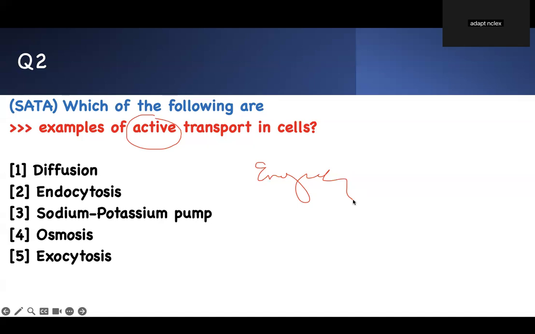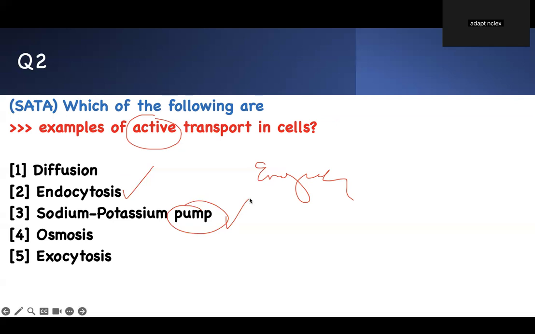In endocytosis, endo is in. The cells are trying to engulf, swallow particles in the form of a vesicle. They have to use energy. The pump in this one tells you there has to be energy. Sodium potassium pump. That means you're pushing potassium and sodium against their concentration gradient. We have to use energy.